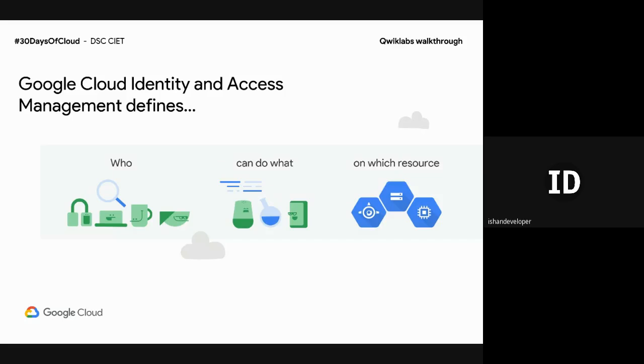Google Cloud IAM actually allows you to give specific permissions to different users on the basis of which desired permissions you want to grant to them.